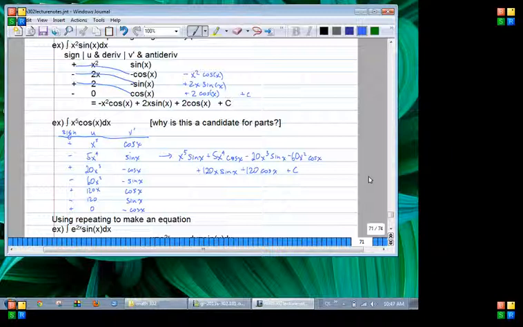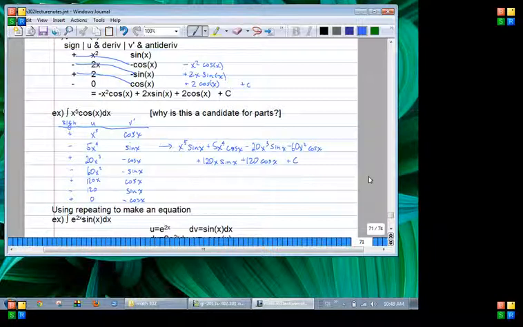Now it's not immediately obvious that this is a candidate for integration by parts, because there's nothing we want to differentiate away, and there's nothing that we don't know how to take the integral of, no individual part anyway. But what we're going to see is that this is exactly one of the candidates for this special advanced technique of integration by parts. Okay, so I'll show you what happens.